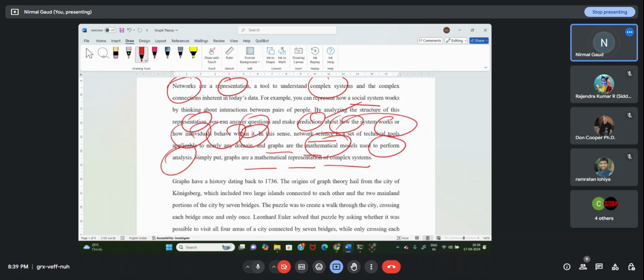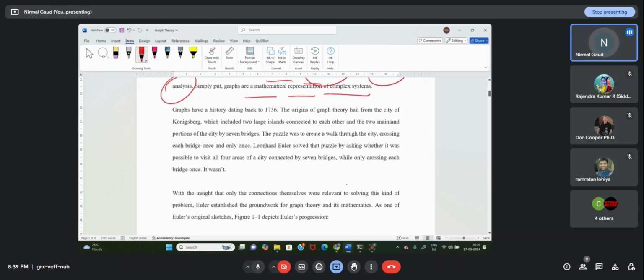This is how I can represent. Okay, so graph came in 1736. This concept is related to the city of Königsberg. From this place, the concept of graph came into the picture, where there are two islands which are connected to each other and the two mainland portions of the city by seven bridges. And this is a very famous problem.